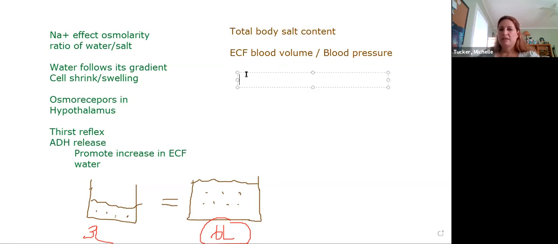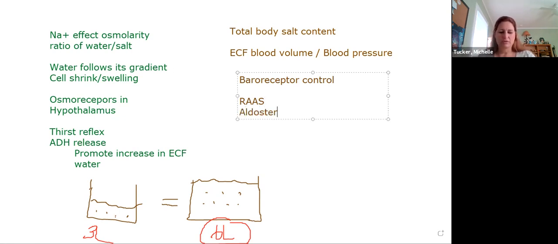Total body salt content matters because where salt goes, water follows, so we get blood volume and blood pressure. This is going to be under baroreceptor control. And then it also is going to feed into that renin-angiotensin-aldosterone system. Again, we'll talk about this a little later in the lecture, and the role that aldosterone plays.